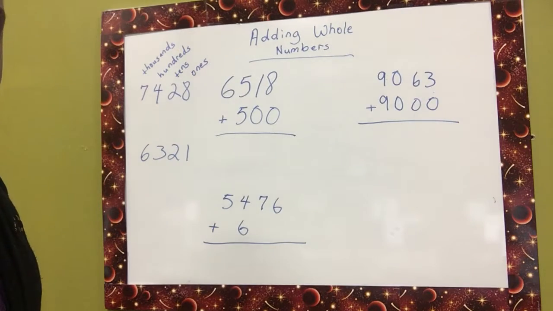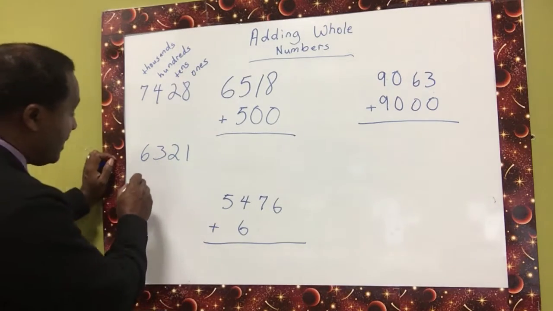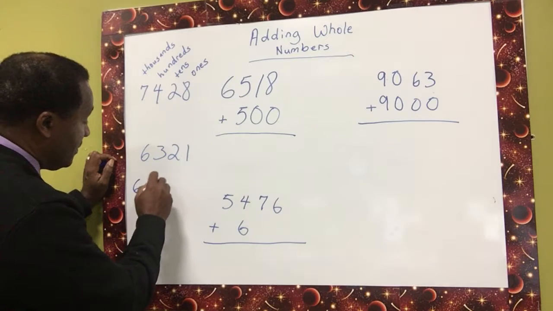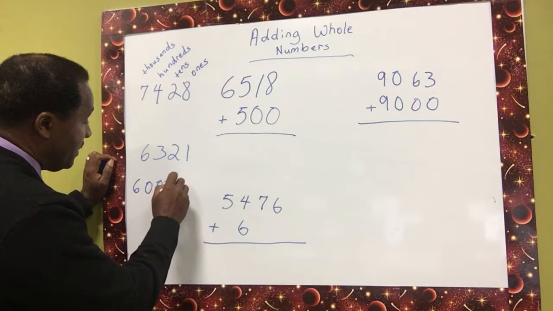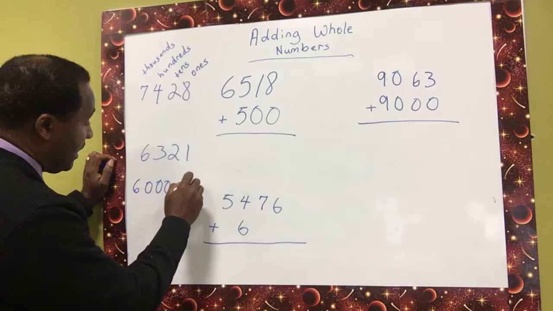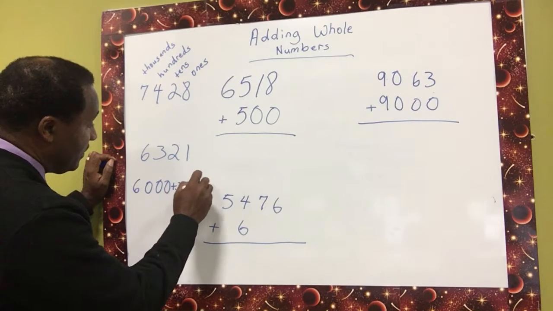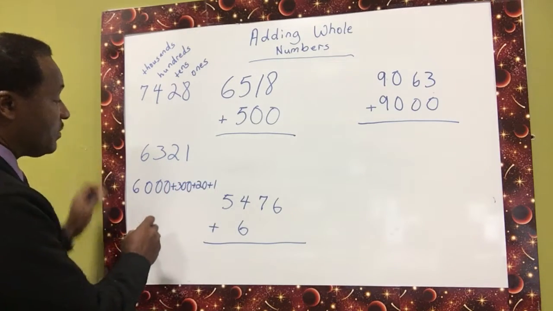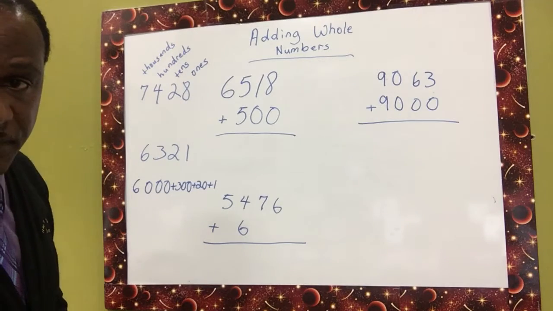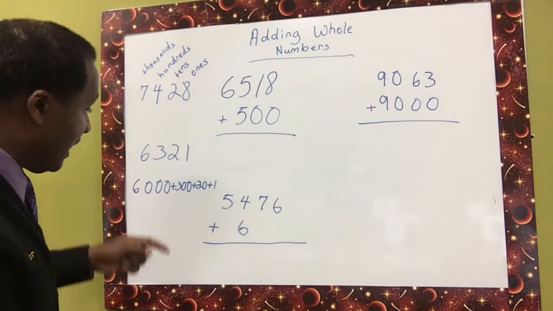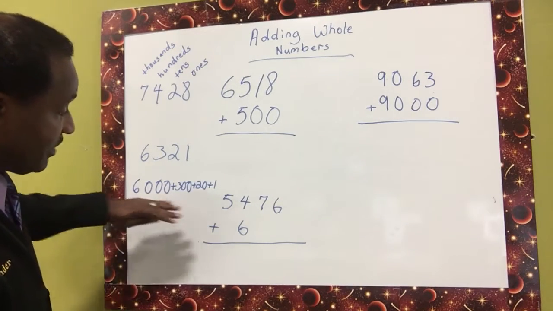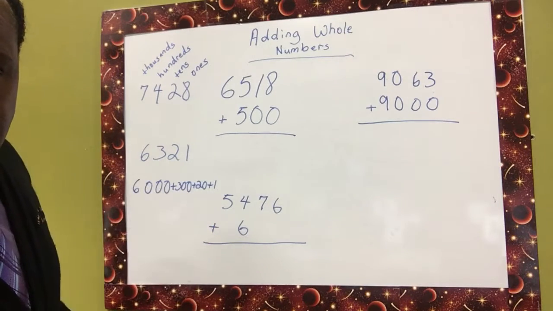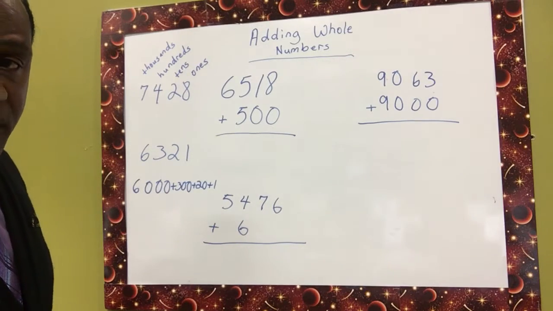And if we wanted to write that in an expanded form, we would say 6,000 plus 300 plus 20 plus 1. And that's what we would consider our expanded form. You could write it like that. I didn't want to run out of space there, so that's why I got smaller and smaller at the end. But you can see what I'm talking about.